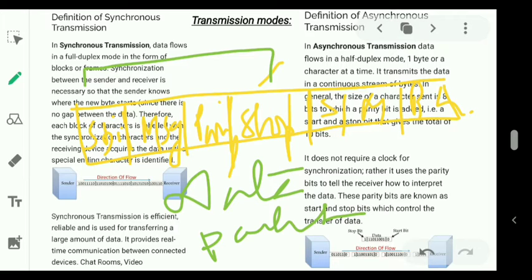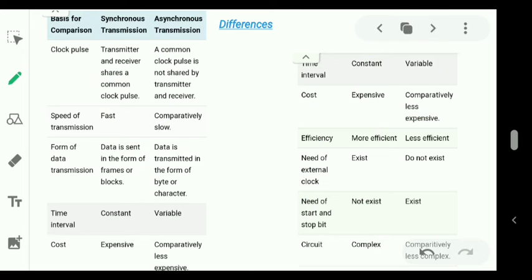Now coming to the differentiation between these two. First, the clock pulse: in synchronous transmission, the sender and receiver share a common clock pulse, but there is no common clock pulse in asynchronous transmission. Speed of transmission in synchronous is fast, and in asynchronous it is comparatively slow. For the form of data transmission, data is sent in the form of frames or blocks in synchronous, and in asynchronous data is transmitted in the form of bytes or characters.